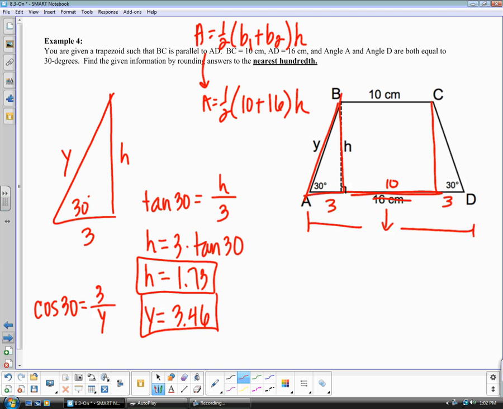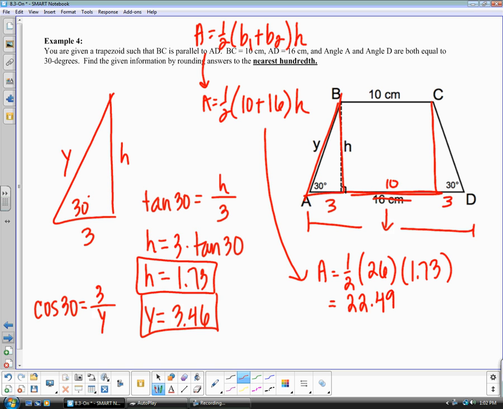Now let's fill it in. Let's go back to that area. Area equals 1/2 of 26, and we just found our height to be 1.73. The area of this trapezoid is going to be 22.5 centimeters squared.